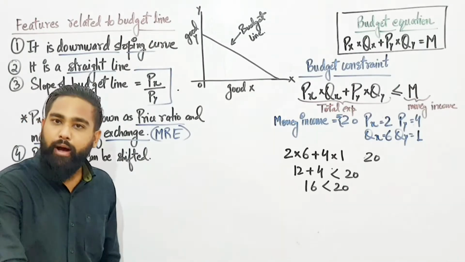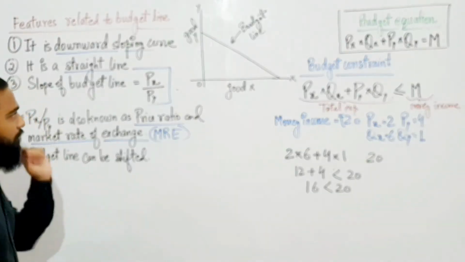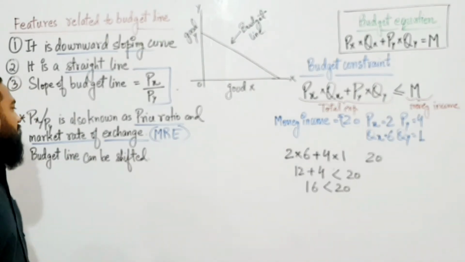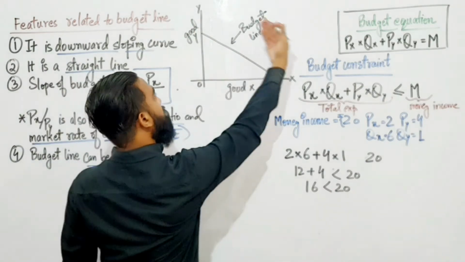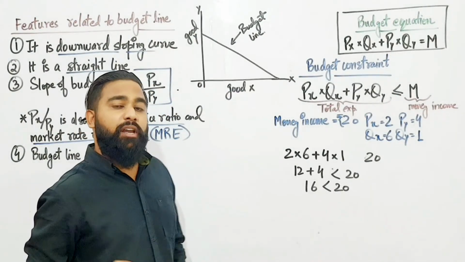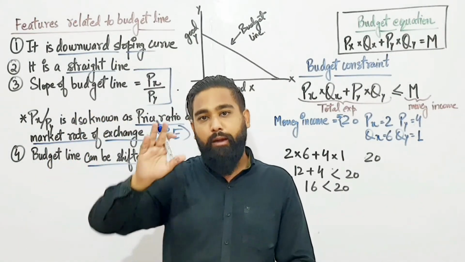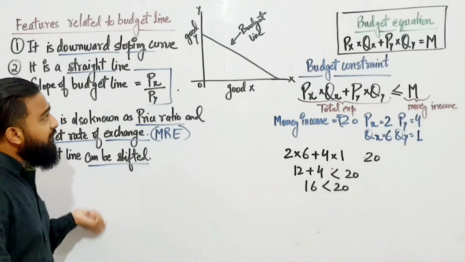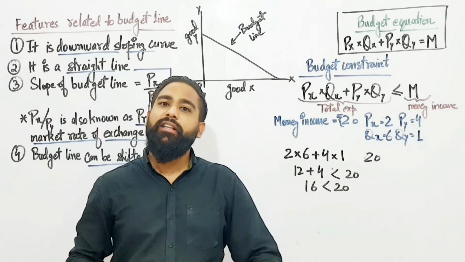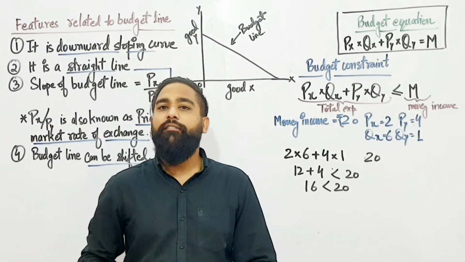Now one more feature of budget line, that this budget line can be shifted. This budget line can be shifted. Like you remember in PPC curve, that PPC can be shifted or rotated. Here this budget line can be shifted, which we will study in the further videos.